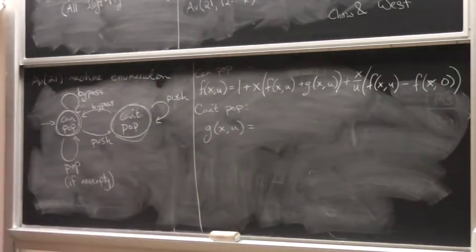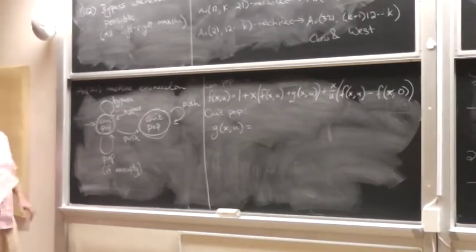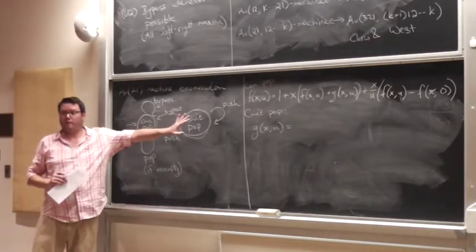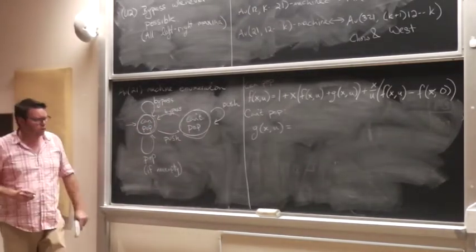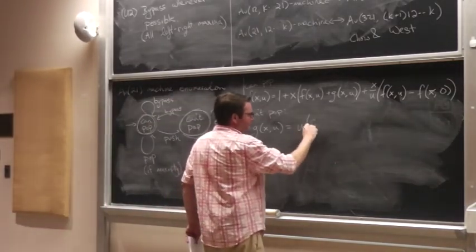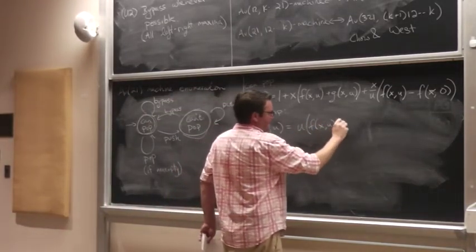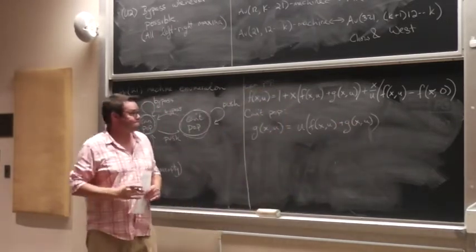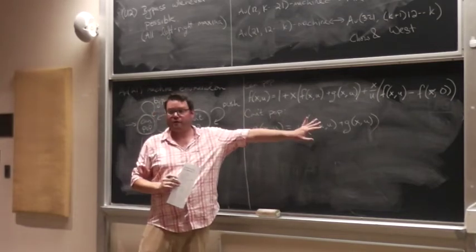Okay. How do we get to the can't pop state? Well, this is easy. Anytime we push from either state, we go into the can't pop state. Push adds a symbol to the container. So that's adding a u, and everything else stays the same.